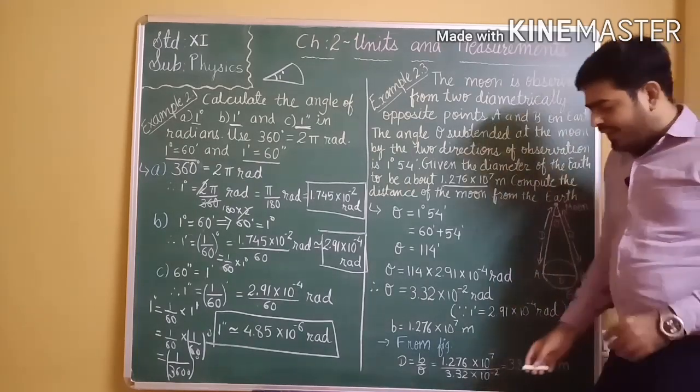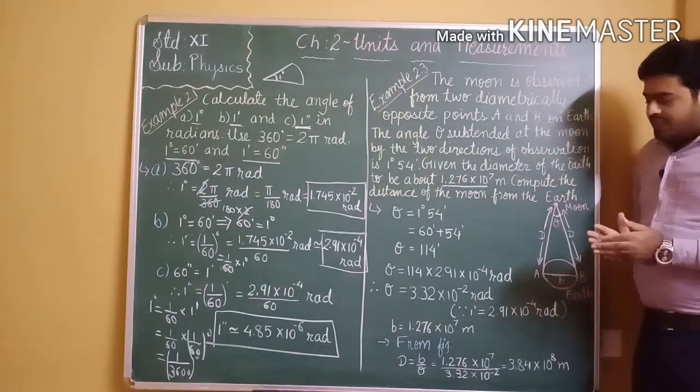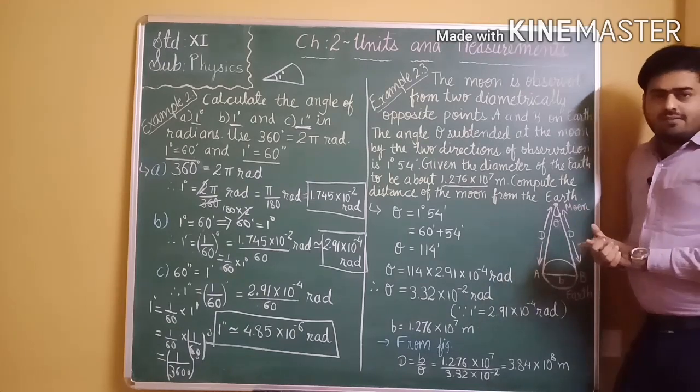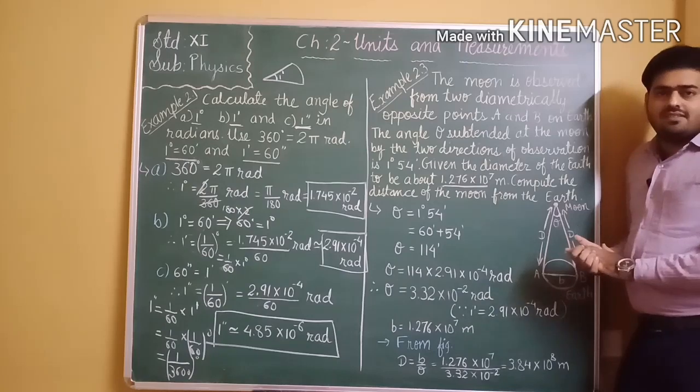Simply by applying the formula of plane angle theta, we can obtain the distance between the moon and the earth. Using the parallax method, we can measure large distances directly.